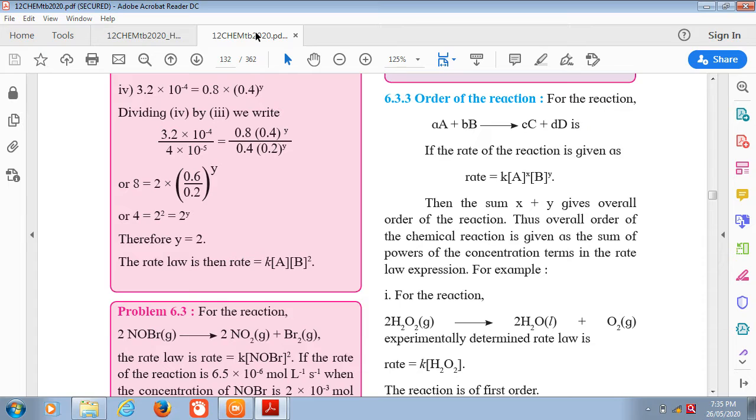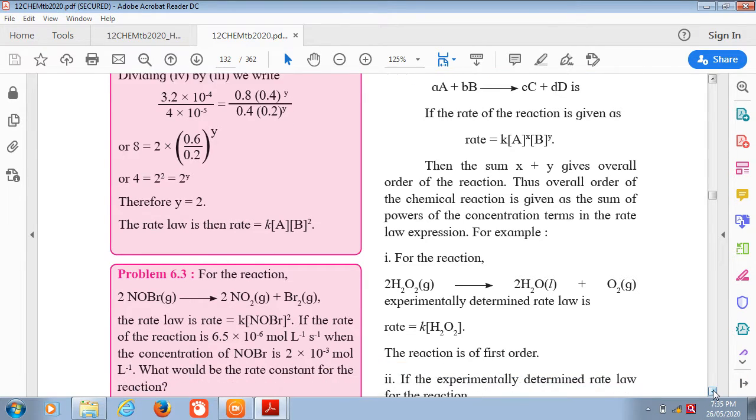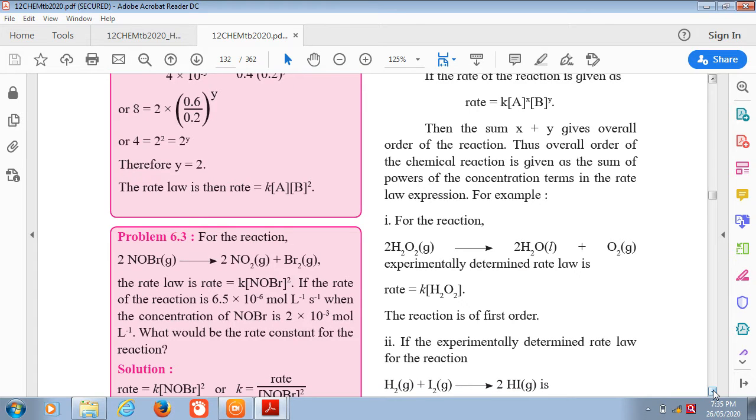So the order of a chemical reaction is given as the sum of the powers of the concentration terms in the rate law expression. One example is given: 2H2O2 (liquid) gives 2H2O (liquid) and O2 gas. The experimentally determined rate law is rate = k[H2O2]^1. So it is a first order reaction.